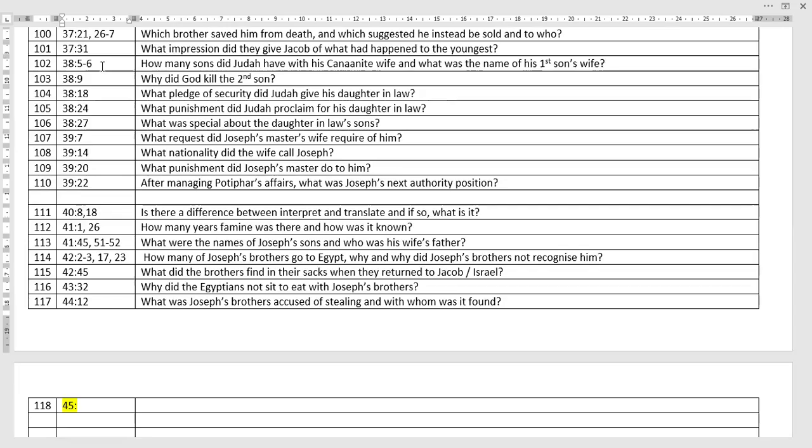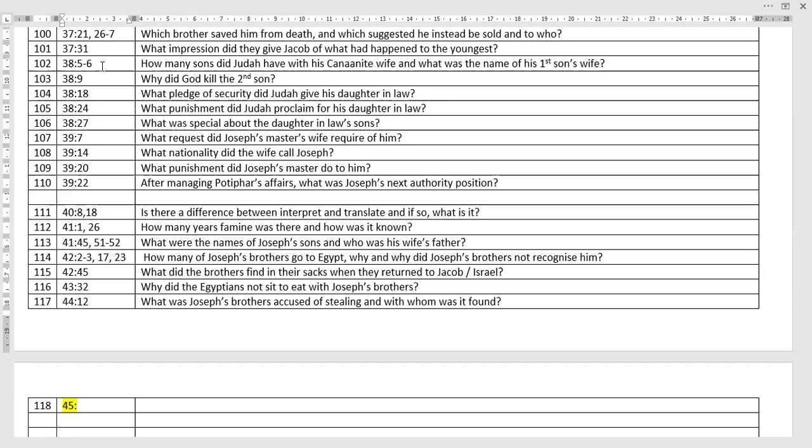Question 108. What nationality did the wife call Joseph? In 39 verse 14, you see it's a Hebrew, same as Abraham. So I said the word Hebrew passed down the lineage of Abraham, Isaac, Jacob, not to Ishmael or Esau or any of the other children.